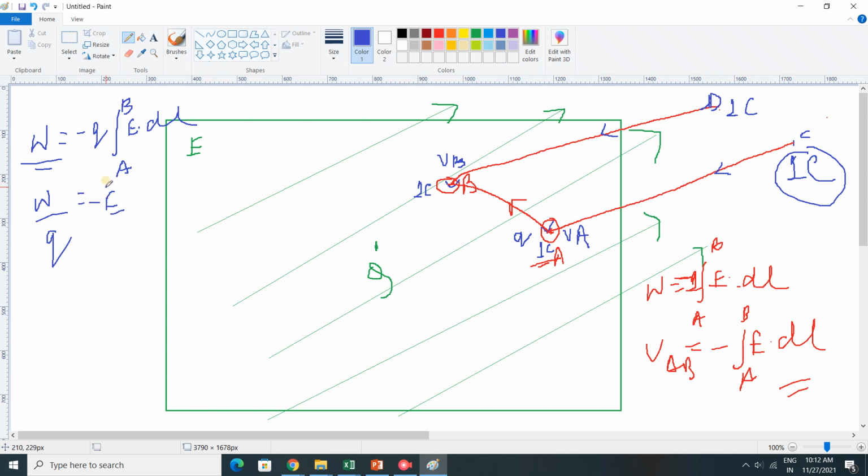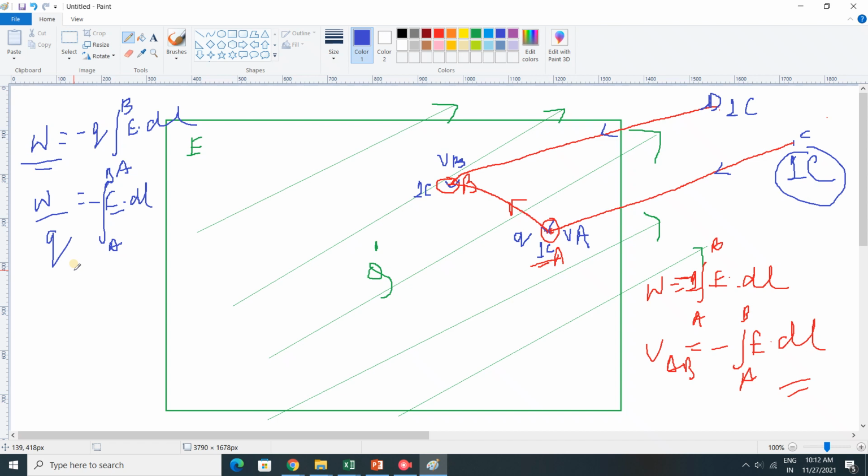But it is on the potential difference. Potential difference means the work done per unit charge. Okay, work done per unit charge. That is the potential difference. So that means the 1 coulomb charge is there. The amount of work done to move that 1 coulomb charge from A to B, that is potential difference.